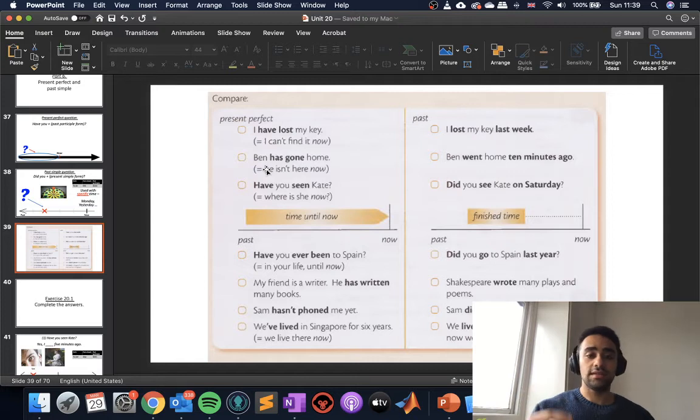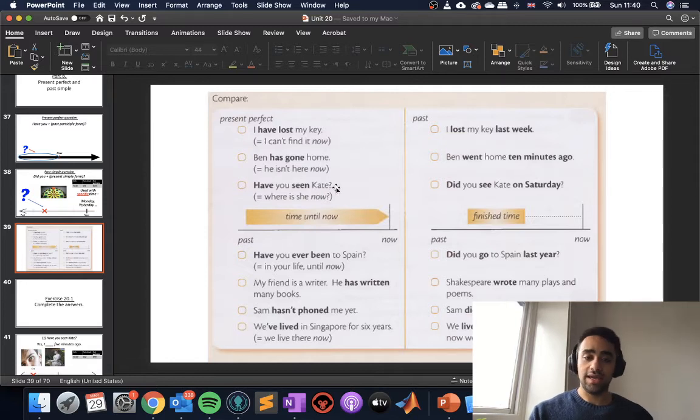Ben has gone home. So he's not here now. He has gone home, but I don't know when. Like I was in my room, and when I came out, Ben was not there. Ben went home 10 minutes ago. So Ben went home. I know exactly he went at 11:30.